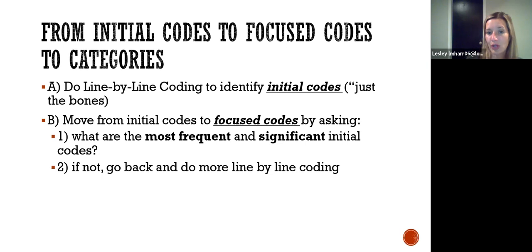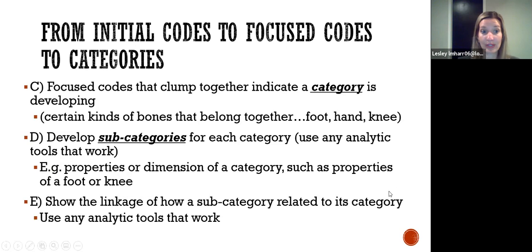When we move from initial coding to focus codes, which is our second step, we ask ourselves 2 questions. What are the most frequent and what are the most significant initial codes? And if we can't find that in our data, then we go back and we do more line by line coding. Imagine having a bunch of bones identified and laid out in front of you, and you're asking yourself the question, what are the most significant bones and what are the most frequent bones that I'm finding in this skeleton? And that's how you devise your strategies for applying and developing focus codes.